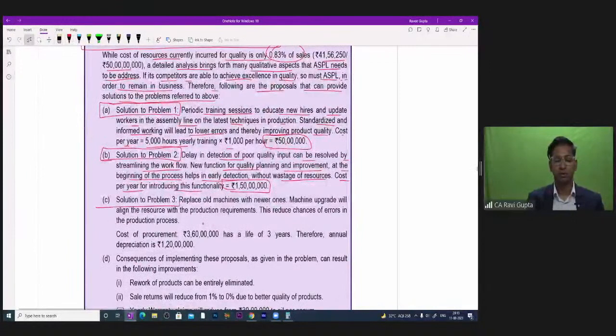See, the solution to problem number 3: replace old machines with newer ones. Machine upgrade will align the resources with the production requirements. This reduces the chance of errors in the production process. The cost of procurement is 3 crore 60 lakhs, with a life of 3 years. Therefore, annual depreciation is 1 crore 20 lakhs.